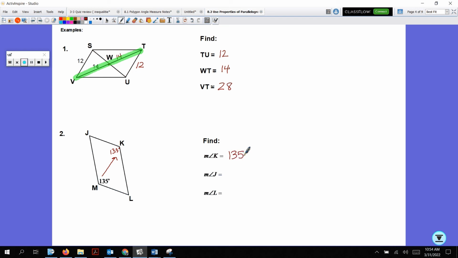All right, we also said that consecutive angles are supplementary. So to find J, I would take 180 minus 135 and get 45. So this is 45 degrees here, which would make angle L 45 because they are also opposite angles. So this is 45. Easy peasy lemon squeezy, so nice. All right, let's look at our last example here.